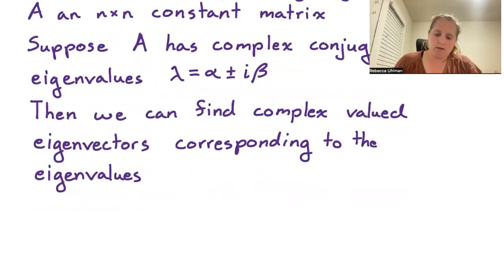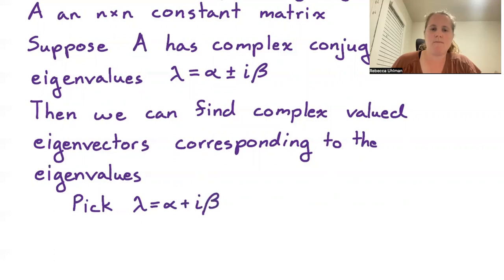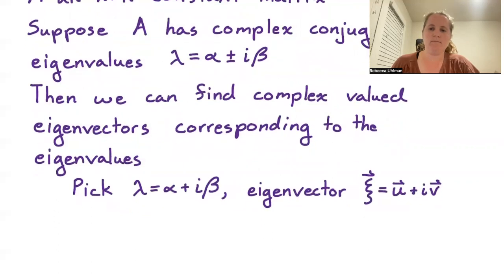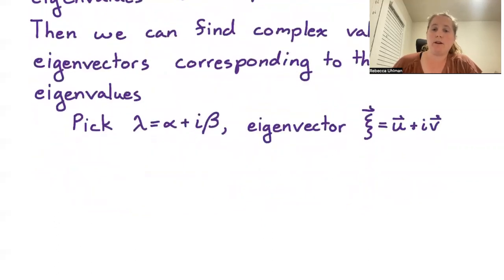So if we pick lambda to be alpha plus i times beta, and then we can pick a complex eigenvector psi, which is real component u plus i times imaginary component v. Then we can find a complex valued solution.